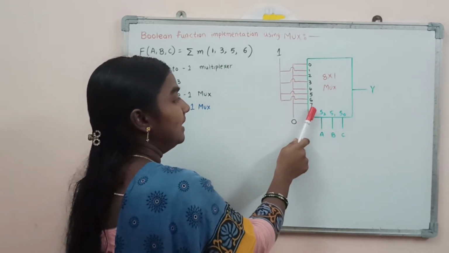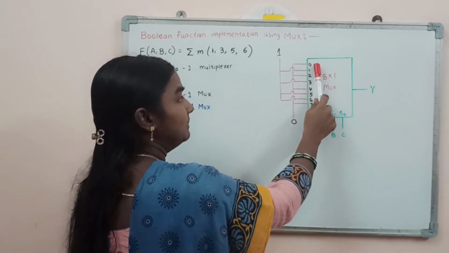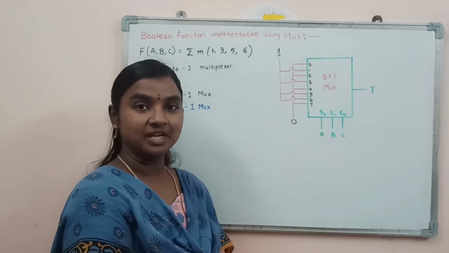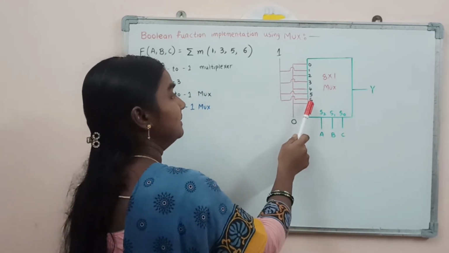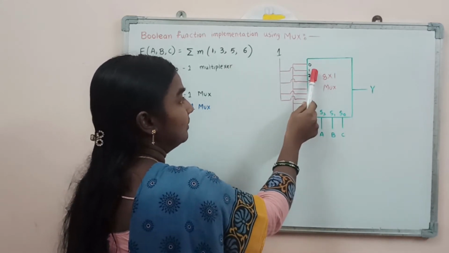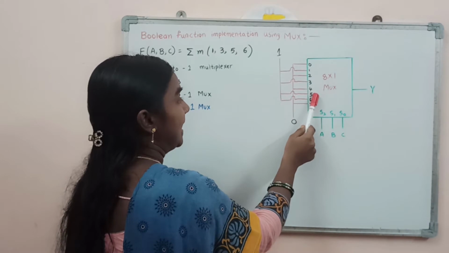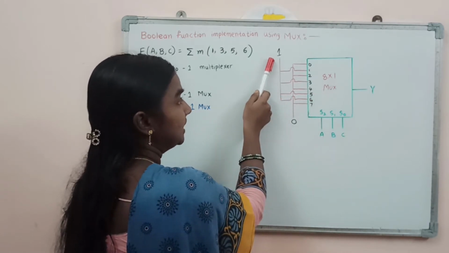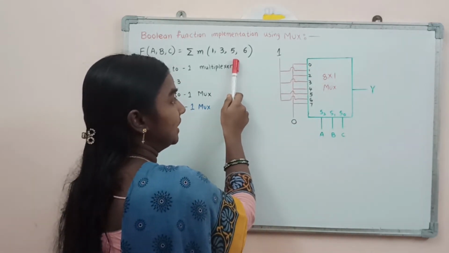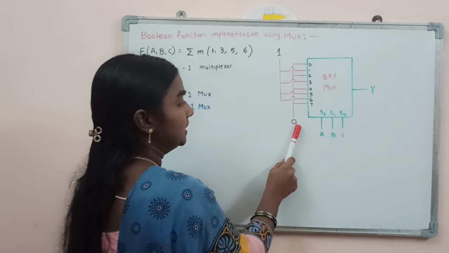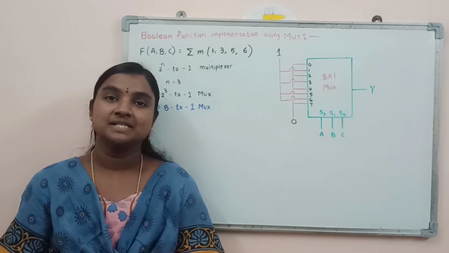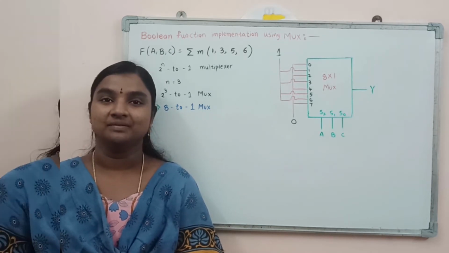And here, the inputs of this 8 to 1 multiplexer represent the minterms of this function. The minterms mentioned in this function, like 1, 3, 5, 6, are connected to 1, and all the other minterms which are not mentioned in this function are connected to 0. In this way, by using multiplexers, we may implement any Boolean function.